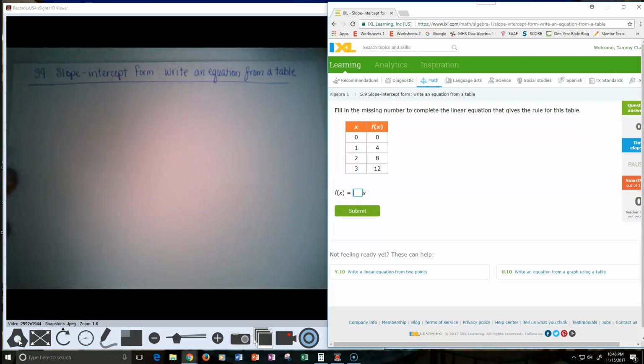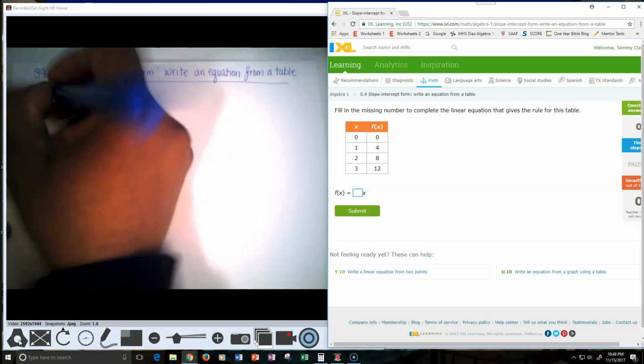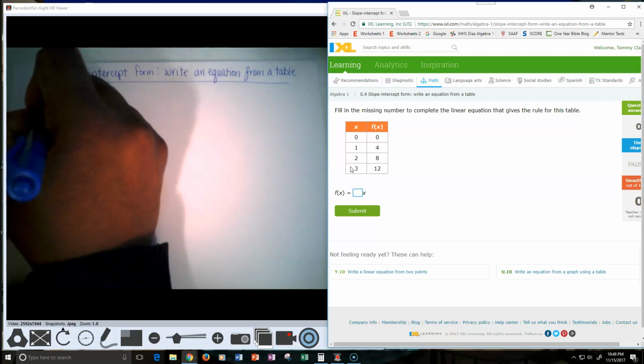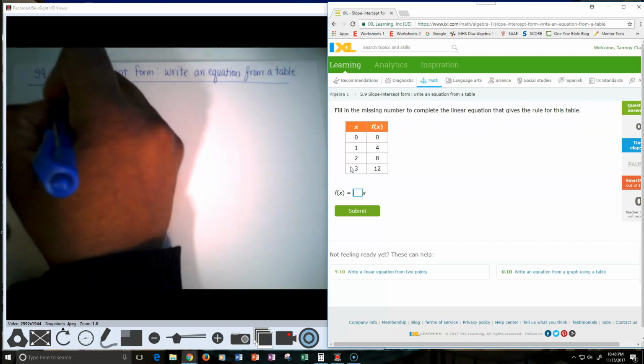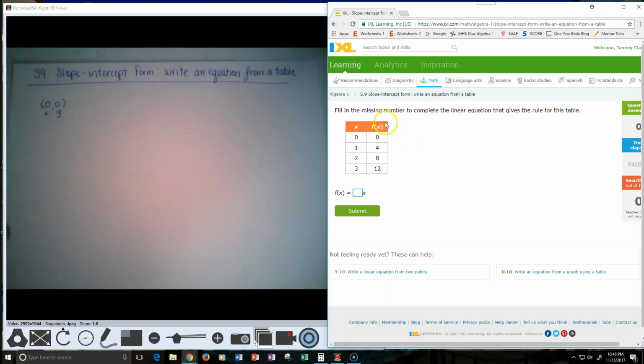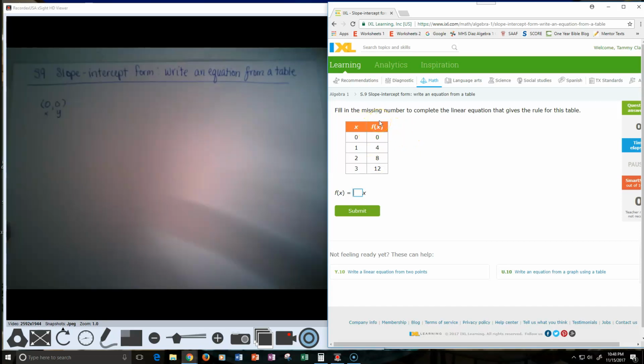So in previous videos, we looked at finding slope from a graph, finding slope from 2 points. Well, this is just an extension on that. If you notice here in this table, 0, 0, 1, 4, 2, 8, 3, 12, these all can be written as ordered pairs because 0 would be x, 0 in the f of x column would be y. That's why we can say f of x and y can be used interchangeably.